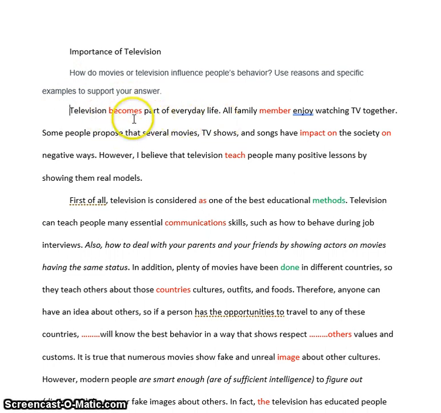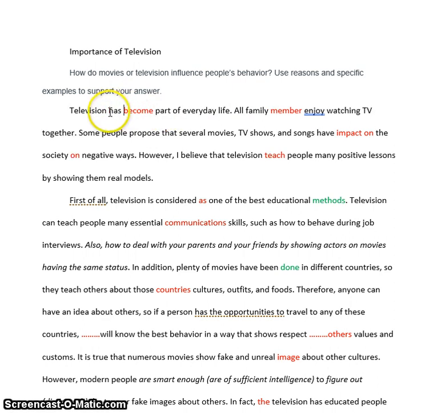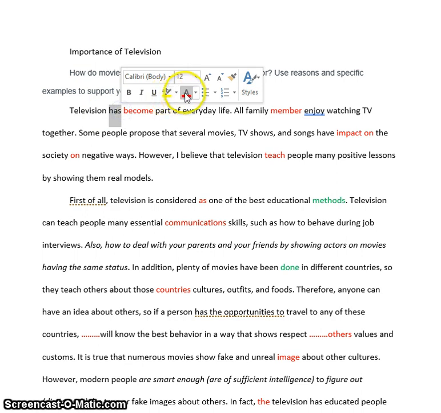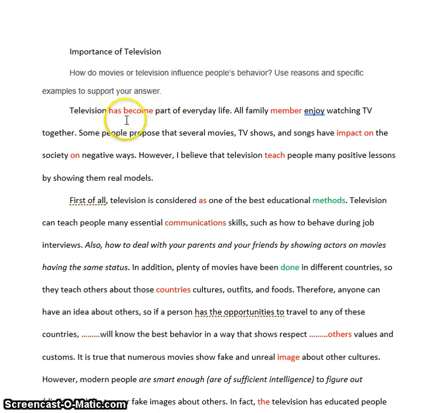This is incorrect because television started to become part of our everyday life maybe when we were born or maybe in the past, but we see the effect of it today. So it's an action that started in the past, but the effect of it is still evident today. That is why we use present perfect. Television has become part of our everyday life.